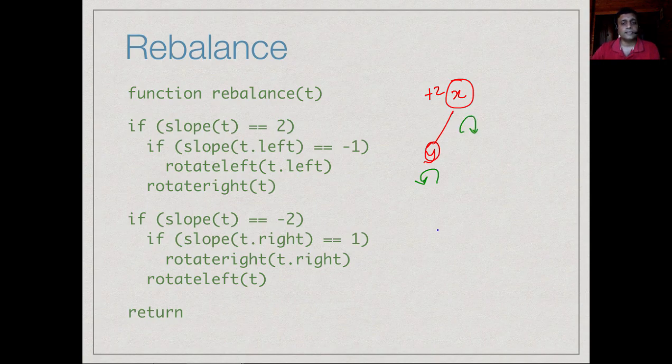And the symmetric case: if I have a slope of minus 2 at the top, then it will have a right child. If this has plus 1, then I will first do a right rotation here, and then regardless, I will do a left rotation at the top. So rebalancing is these two steps, and rotation is a set of other steps. Basically, rebalancing at a given node is a constant number of operations at that node.